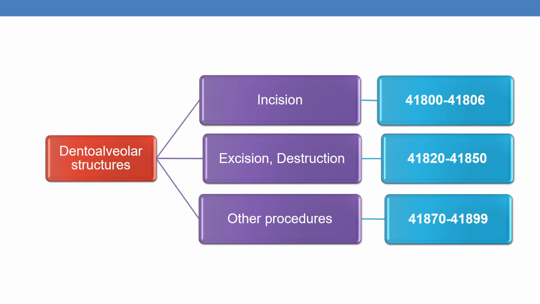Now coming to the next topic in the digestive system, that is dentoalveolar structures. And the CPTs under dentoalveolar structures are divided into incision, excision, destruction and other procedures. First of all, coming to CPT range of incision, that is 41800 to 41806. Next, coming to excision and destruction. The CPT range is 41820 to 41850. And for other procedures, the CPT range is 41870 to 41899.